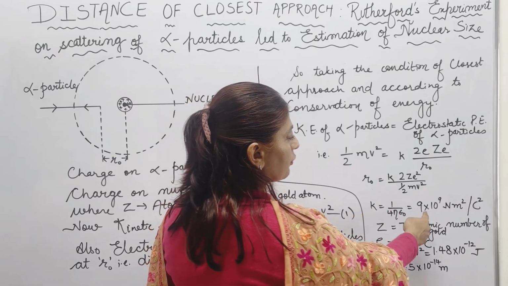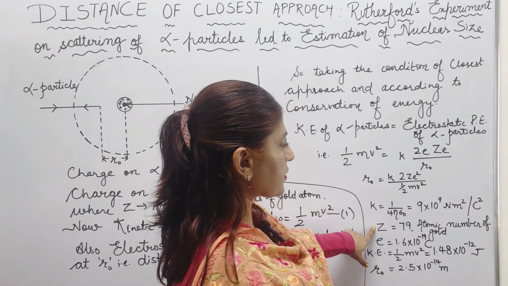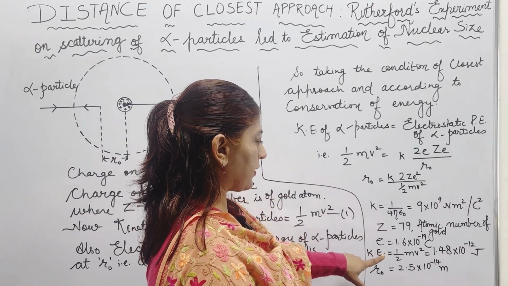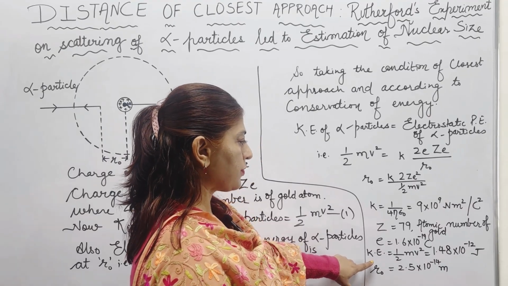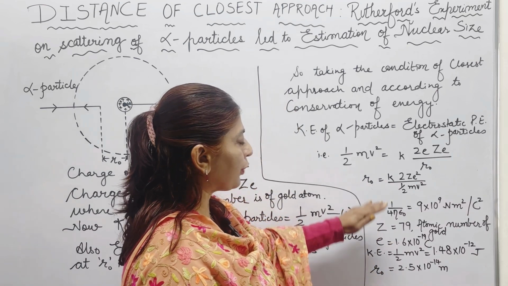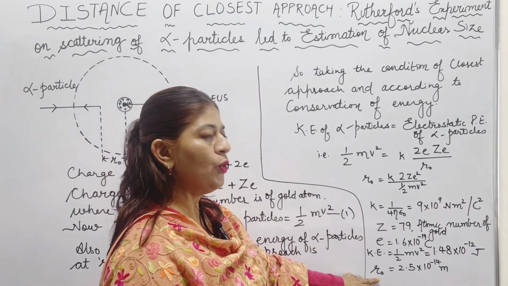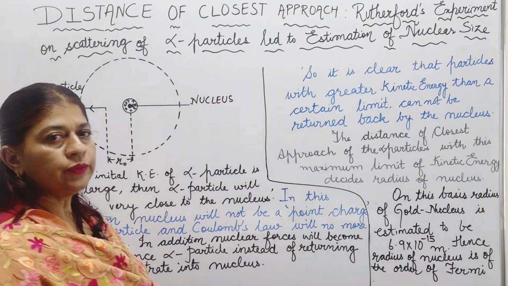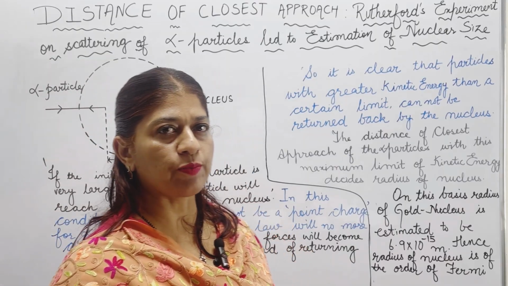Coulomb's constant, we know, has value 9 into 10 power 9. Z is 79, the atomic number of gold. Charge on the electron is 1.6 into 10 power minus 19. And the kinetic energy provided to the gold atom is equal to 1.48 into 10 power minus 12 joule. On putting all these values in this relation, we get r naught equal to 2.5 into 10 power minus 14 meter.